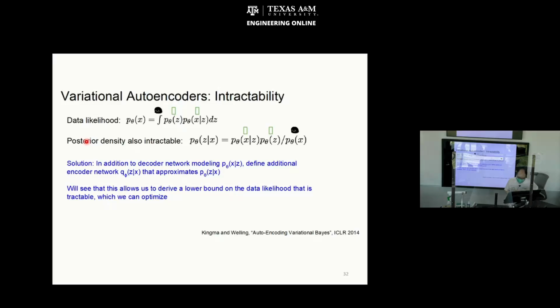The solution is that we already used a neural network called a decoder to model P of x given z. But what we want to do further is that this P of z given x is intractable. What is P of z given x? You have seen that before.